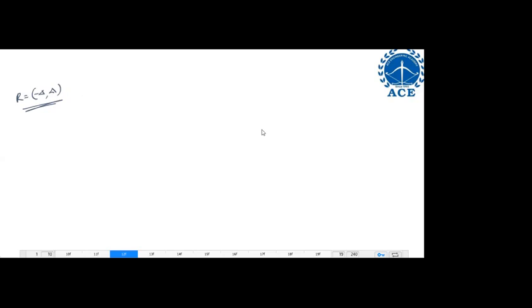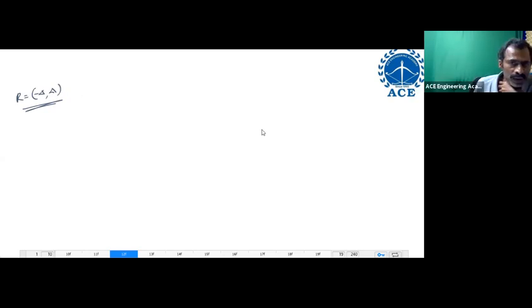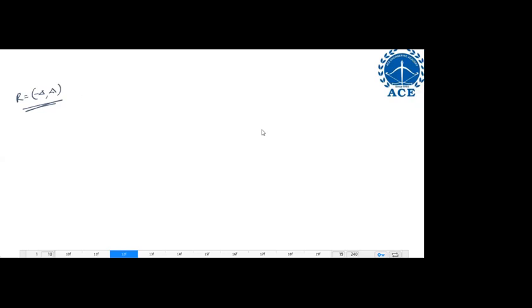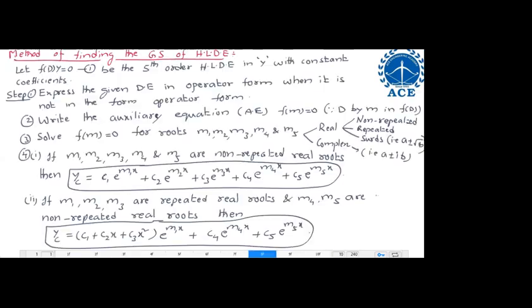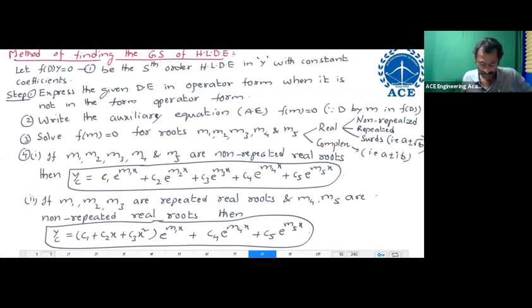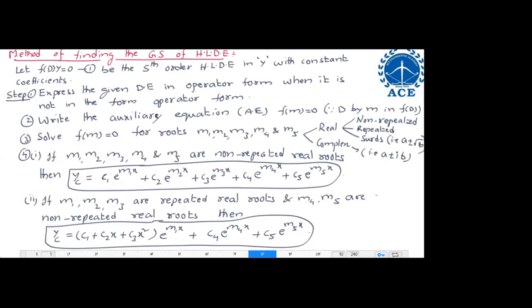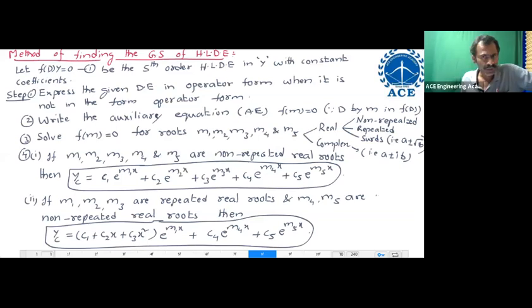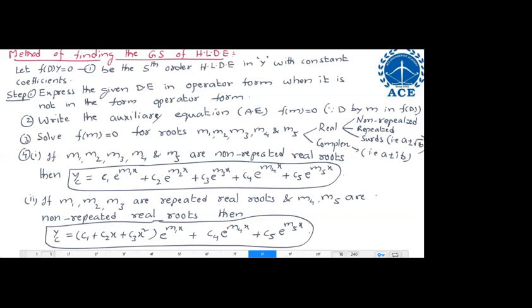Sir, I have a doubt in number 8F. Sir, here you told that if the order of the equation is n, then it will have n linearly independent solutions.